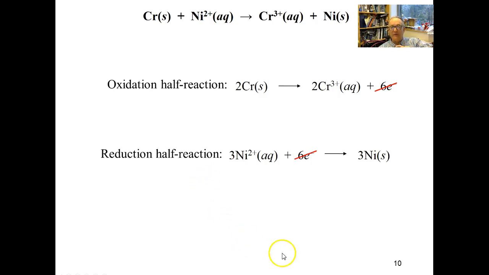As we add them together, we wind up with a final molecular equation, the balanced redox equation: 3 nickel 2+ plus 2 chromium solid react to make 3 nickel solid plus 2 chromium 3+. We've got 3 nickel on the left, 3 nickel on the right, 2 chromium on the left, 2 chromium on the right. So all of our atoms balance, like always before, but the charge is also balanced. 3 times +2 on the reactant side is +6. 2 times +3 is +6 on the product side. So we're charge balanced. And that's our balanced redox equation.